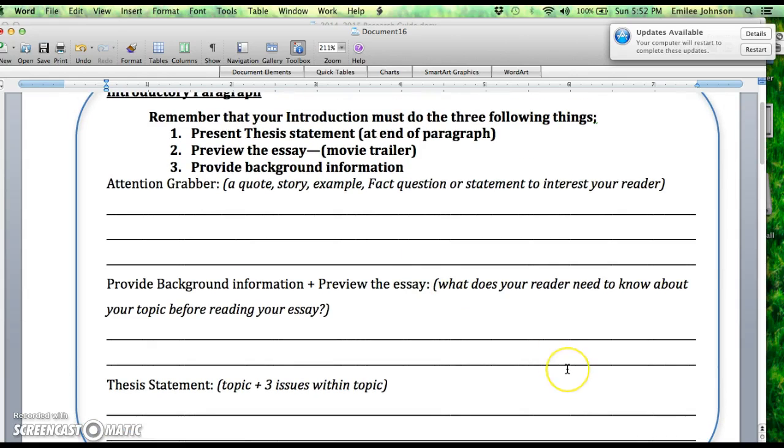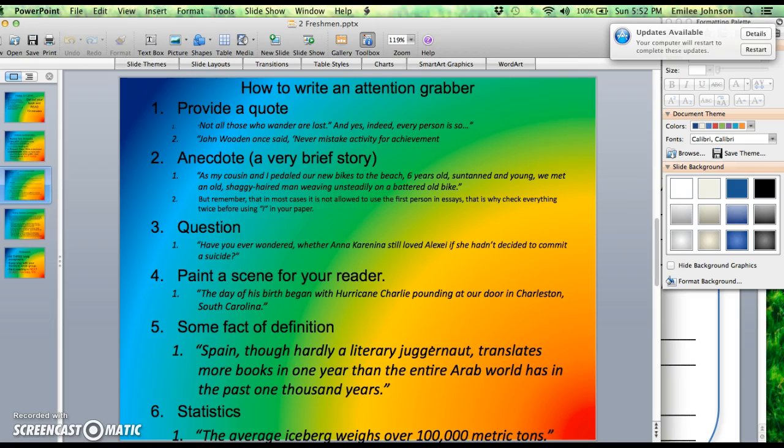Here is the first piece, which is your attention grabber. There are 6 ways that you can grab your reader's attention. In middle school, you may have heard this referred to as a hook. The first way is to provide a quote. The second way is to give an anecdote, a very brief story. You may ask a question. You may paint a scene for your reader, setting the stage, giving them a visual of what kind of story you're going to present through your research. Number 5, you may give some fact or definition, which is highly recommended because you should have plenty of facts and definitions to talk about, as well as number 6, which is statistics.